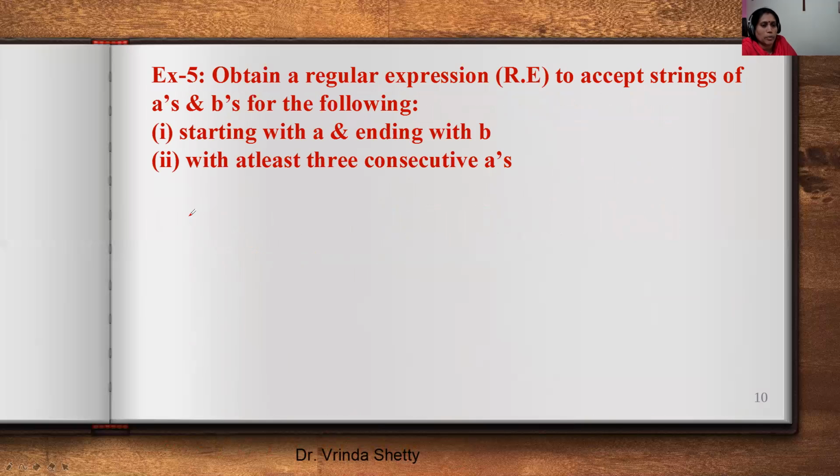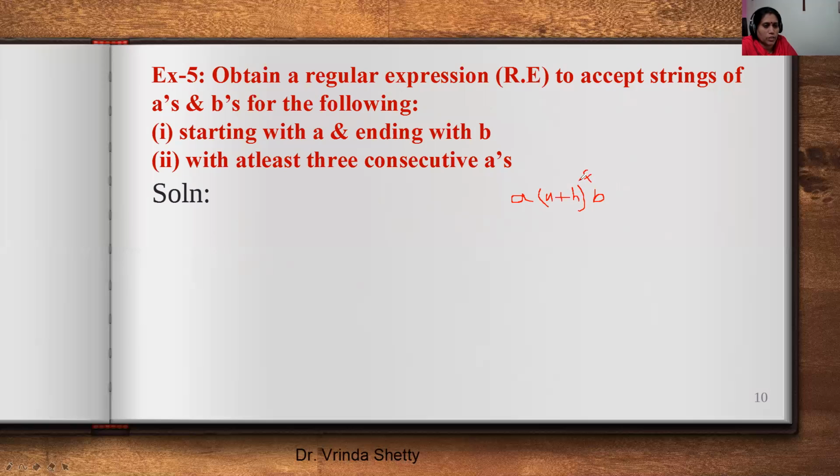Last example here. Obtain a regular expression to accept strings of a's and b's for the following: starting with a and ending with b. See, it is simple. I start with a and end with b. There is no condition in between; it can have any number of a's and b's. How do we write any number of a's and b's? We write it as (a or b) whole star.